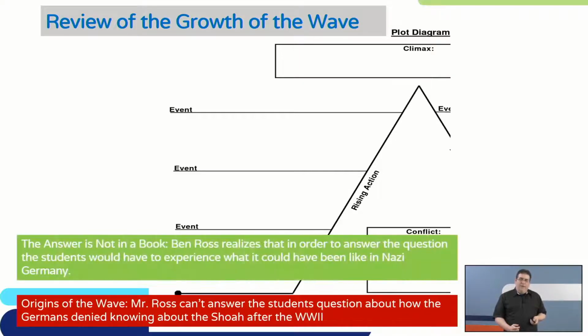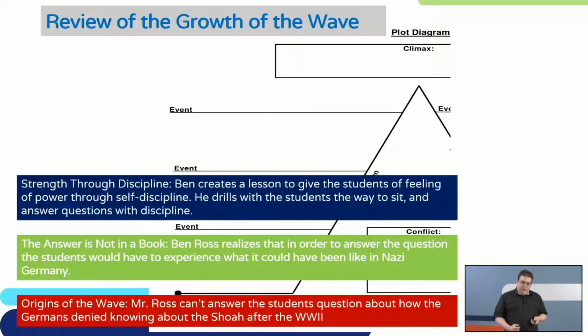It doesn't make sense. Number two, the answer is not in a book. Ben Ross realizes that in order to answer the question, the students would have to experience what it could have been like in Nazi Germany. So he's got to give them a taste of what it was like to be a citizen under the Nazis' rule, and then maybe they could understand why they said they didn't know anything. Next, strength through discipline. Ben creates the lesson to give the students a feeling of power through self-discipline, through self-control. He drills them, that means he practices with the students, the way to sit and to answer questions with discipline. This gives them a sense of power, like they have control over their environment, control over each other, and so on.